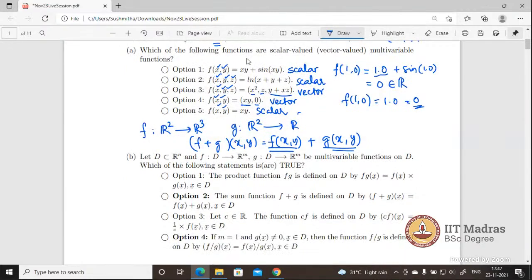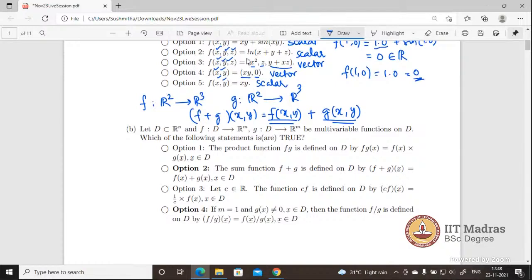But if it is R3 and R3, then I'll add component-wise, just like how we add two vectors in R3. That way the sum will be well defined. Similarly for subtraction and scalar multiplication, because you have already seen a vector space, right? And in a vector space, you add and do scalar multiplication.